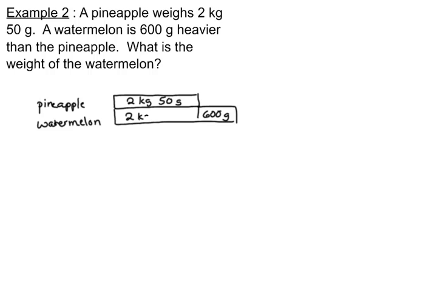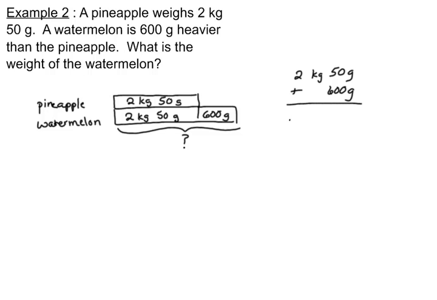Remember, this part is still this 2 kilograms 50 grams. So what we're doing is we're looking for our total weight. And when we look for our total weight, this becomes an addition problem. So we have 2 kilograms 50 grams, and we're going to add 600 grams to it. So we have 2 kilograms 650 grams is the weight of our watermelon. So that's our teacher solution for dealing with the metric system.